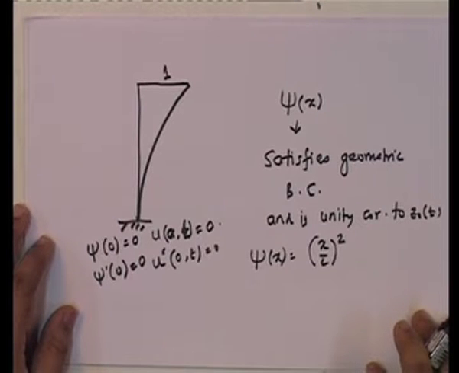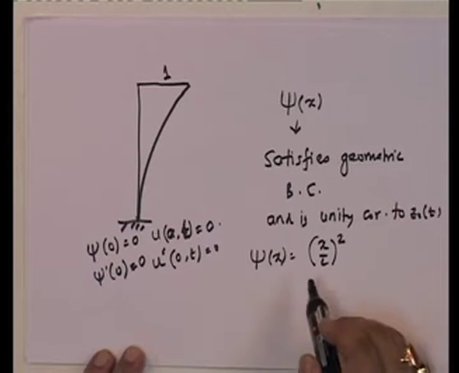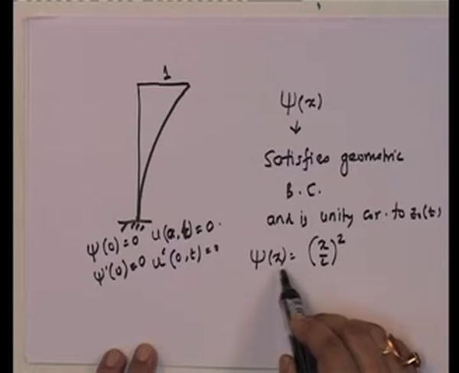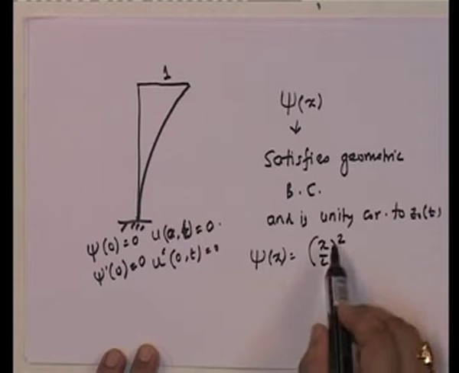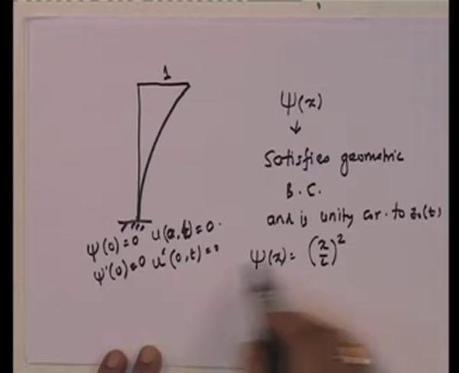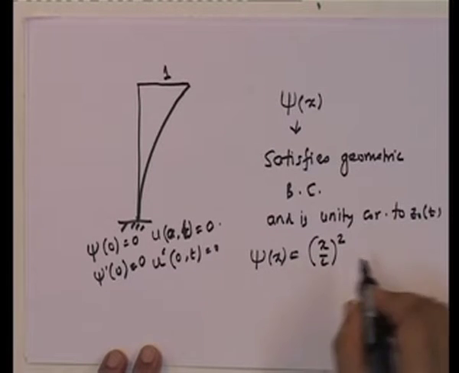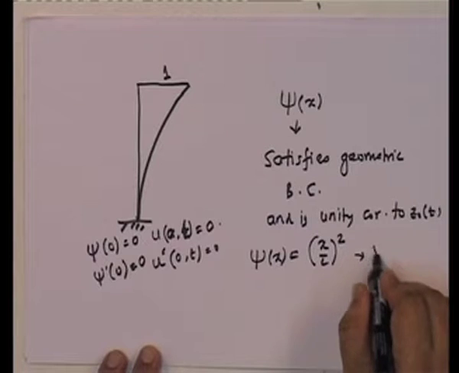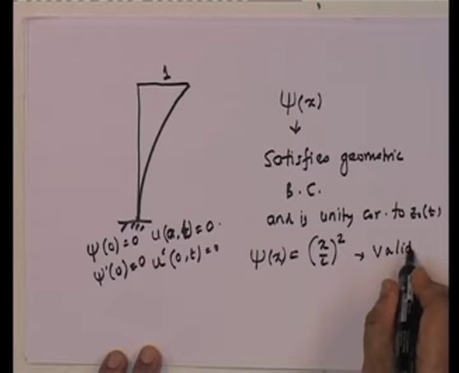That satisfies the boundary conditions, because if I put x equal to 0, I get 0. If I differentiate it, I get 2x upon L squared. Put x equal to 0, you get 0. So, this is valid, right.